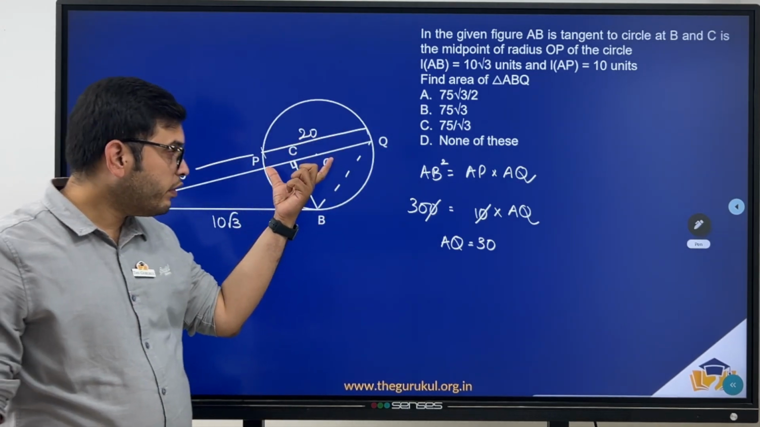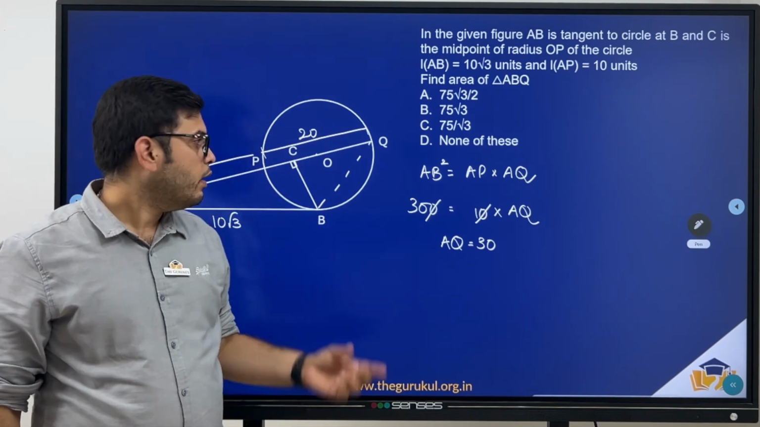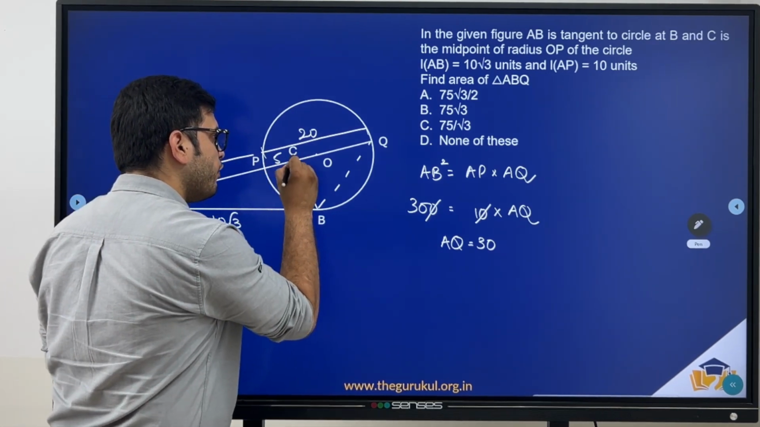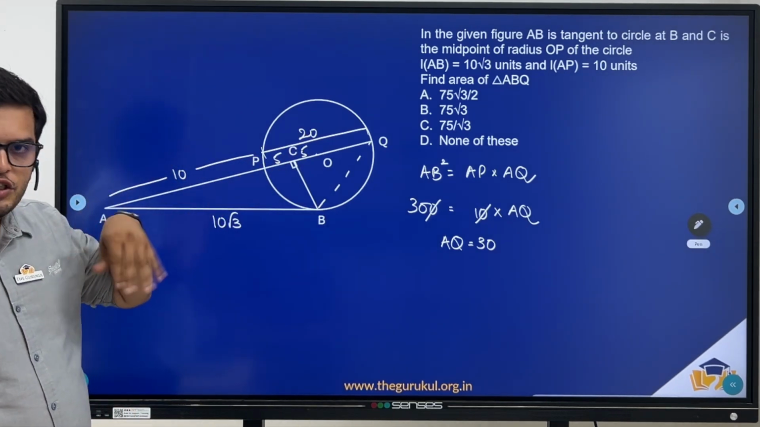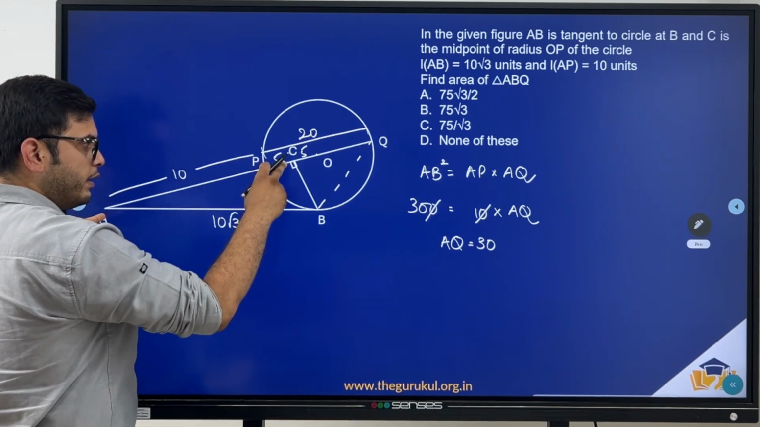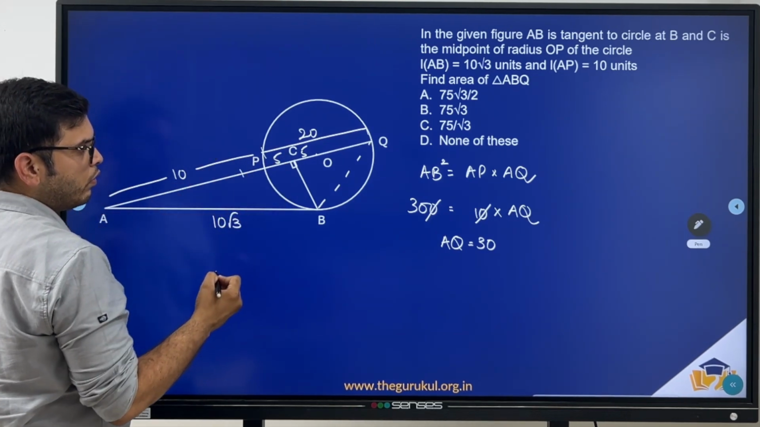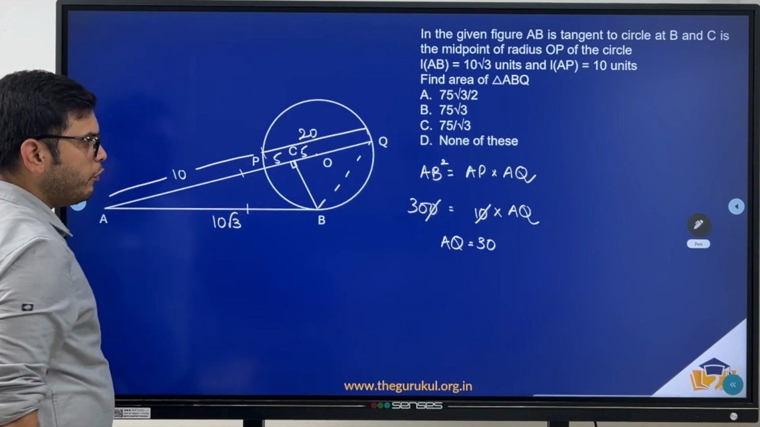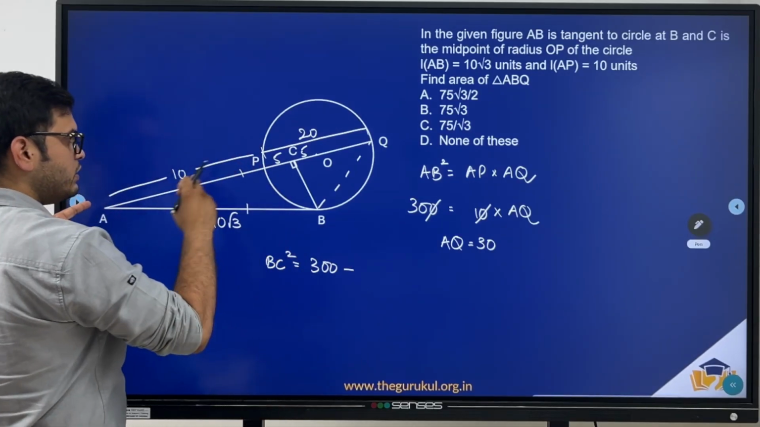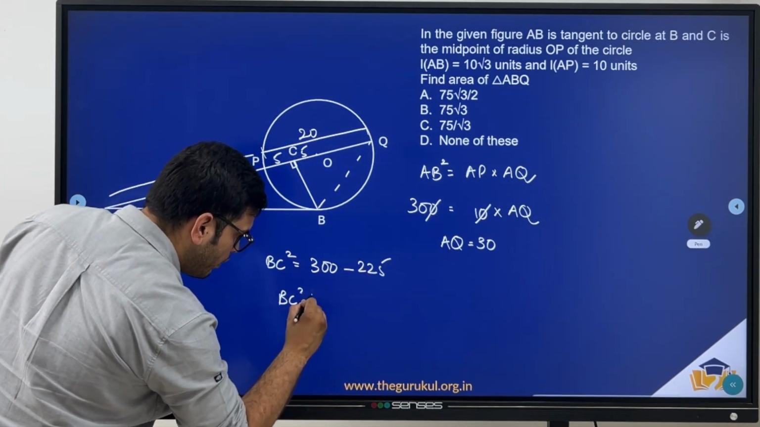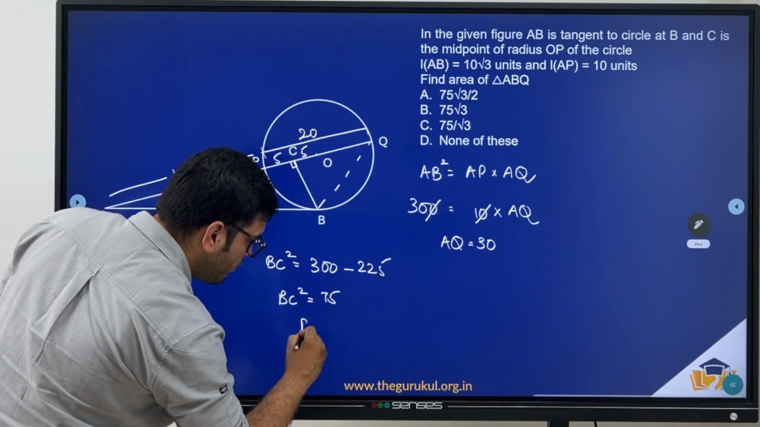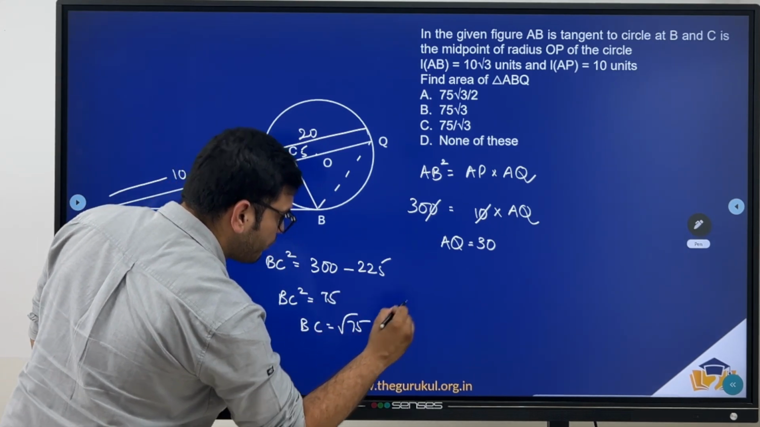So the diameter of the circle is 20 units, so radius has to be 10. Now if the radius is 10, now this is 5 units and this is 5 units, right? Now can we find the perpendicular distance? Yes, because in this right angle triangle we have one of the perpendicular sides and the hypotenuse. Now BC square is equal to 10 root 3 whole square, which is 300 minus 10 plus 5, 15 square, 225. Or BC square is equal to 75.